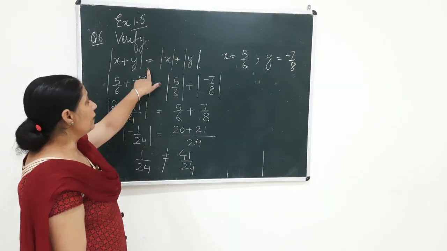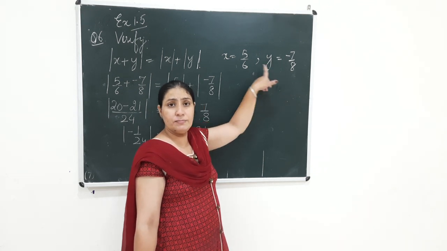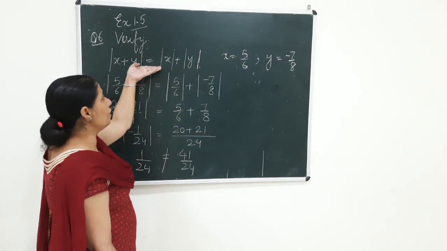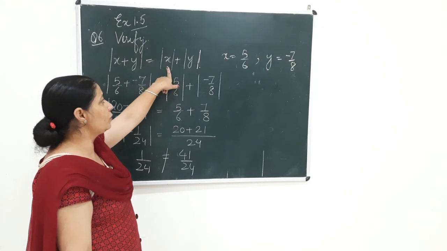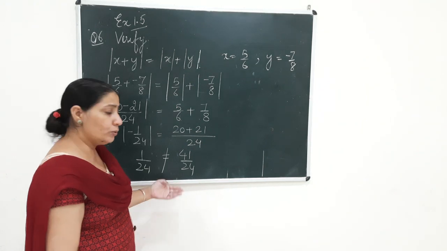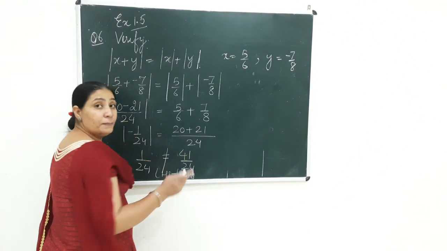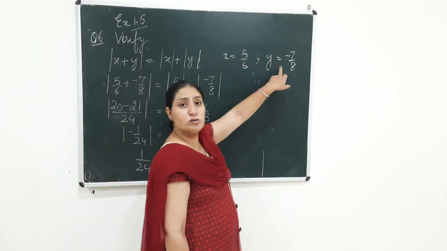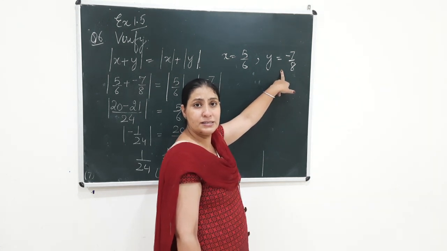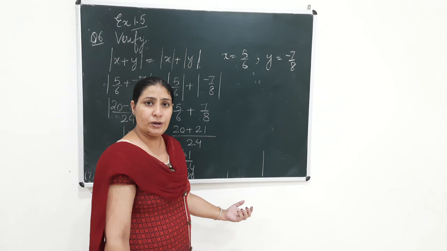We conclude that if we have a negative rational number, like x is a positive rational number but y is a negative rational number, then this property, the absolute value of x plus y is equal to the absolute value of x plus the absolute value of y, will not hold. This will not be true, because here you saw that the left hand side was not equal to the right hand side. But if this number 7 by 8 had also been positive, not minus 7 by 8, then definitely you would have got the left hand side equal to the right hand side. Okay.